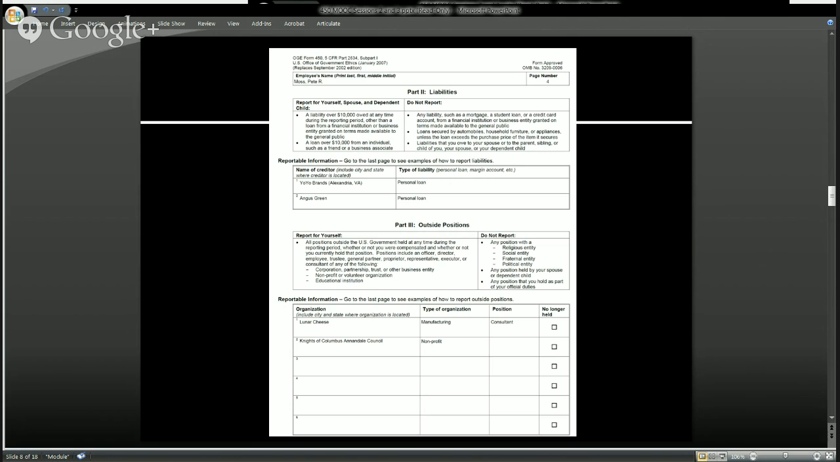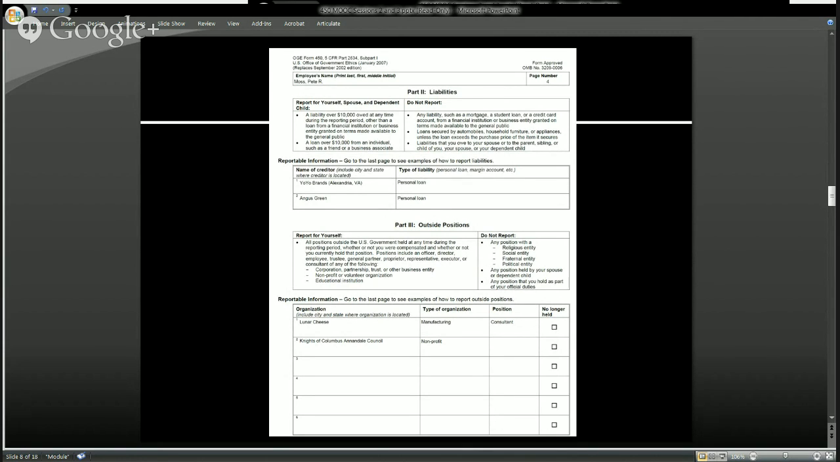If we've not done that, we're going to want to take a look at these. And here we have a concern. So Pete is serving as a consultant for Lunar Cheese. Lunar Cheese does not look like they appear on our prohibited sources list, but it does seem that they're very probably a food manufacturer. So the first thing we're going to want to do is take a look at this for purposes of 18 U.S.C. Section 208.